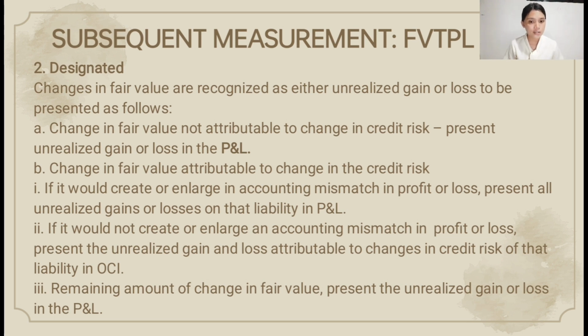First, the changes in fair value not attributable to change in credit risk must present the unrealized gain or loss in profit or loss. And then the second one, the change in fair value attributable to change in credit risk: first, if it would create or enlarge an accounting mismatch in profit or loss, you must present all unrealized gain or loss on that liability in profit or loss. The second one is if it would not create or enlarge an accounting mismatch in profit or loss, present the unrealized gain or loss attributable to changes in credit risk of that liability in OCI, or other comprehensive income.